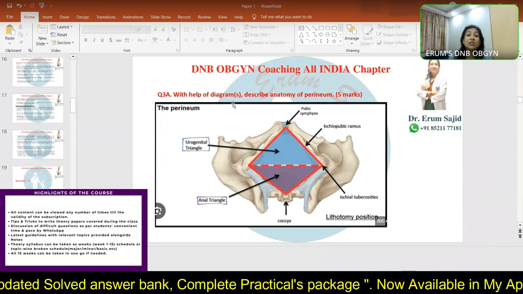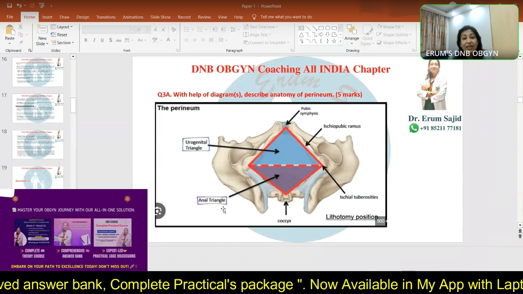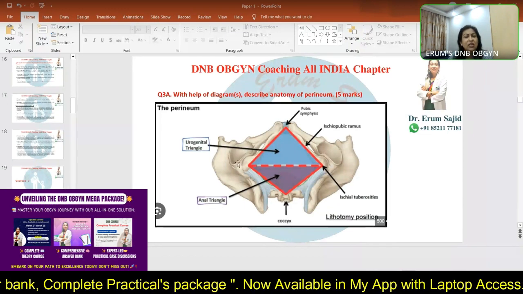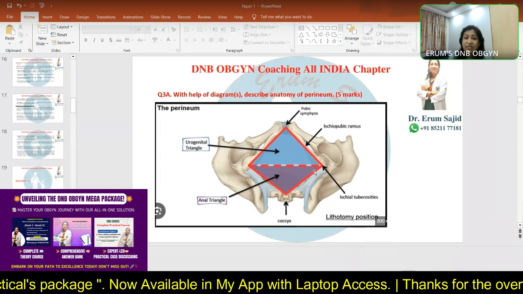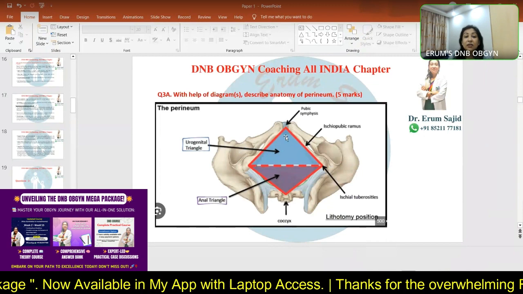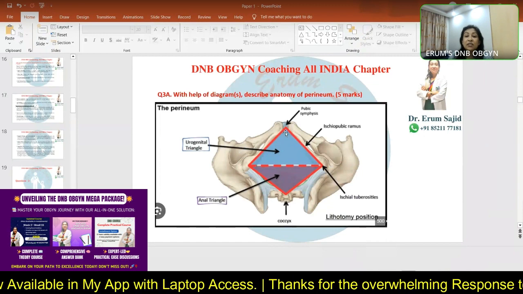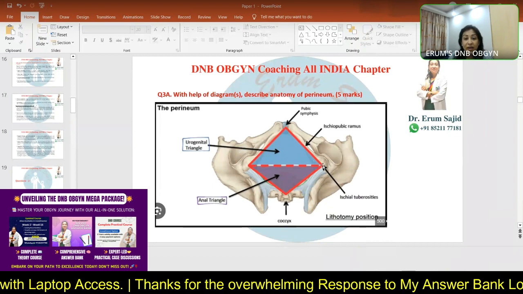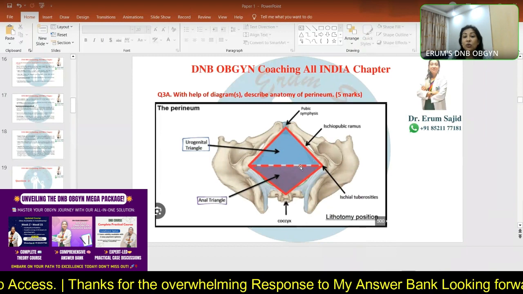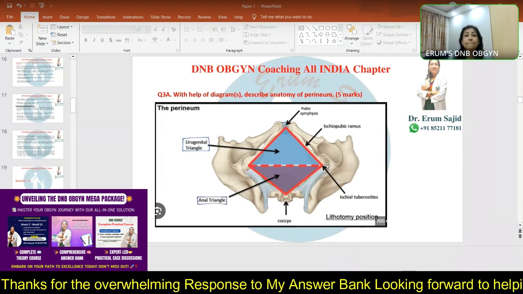Here, it's not just describe, it's with the help of a diagram. This is the diagram that you will make. Obviously, this bony part you can make very roughly, but the boundaries have to be made properly. Like the urogenital triangle, its apex is formed by the pubic symphysis, and these two sides by the ischiopubic rami, and this is an imaginary line joining the two ischial tuberosities posteriorly.